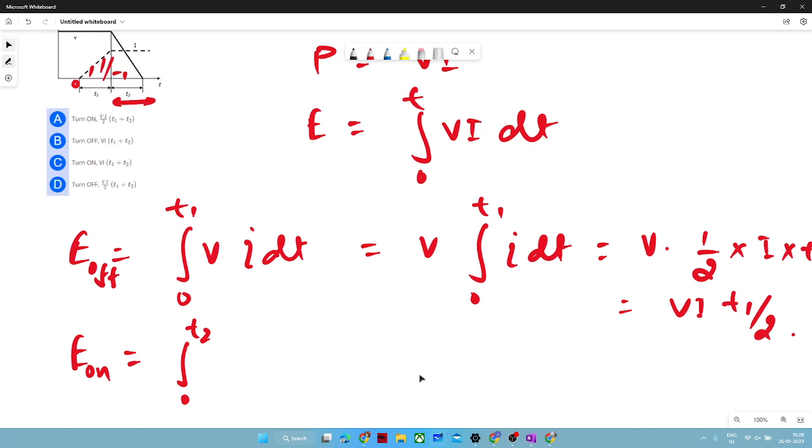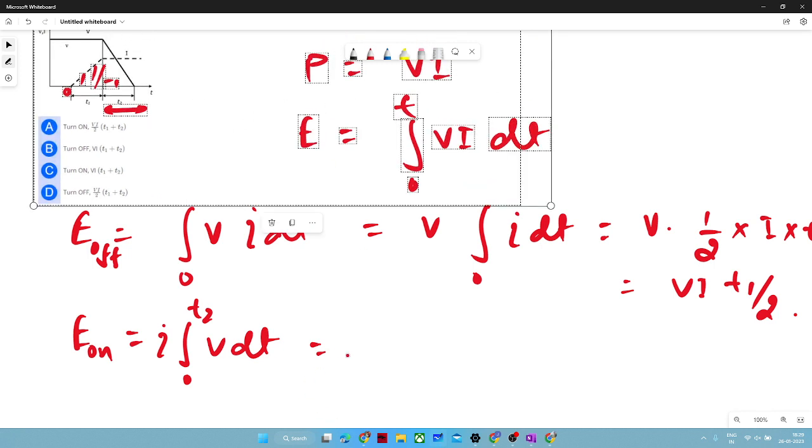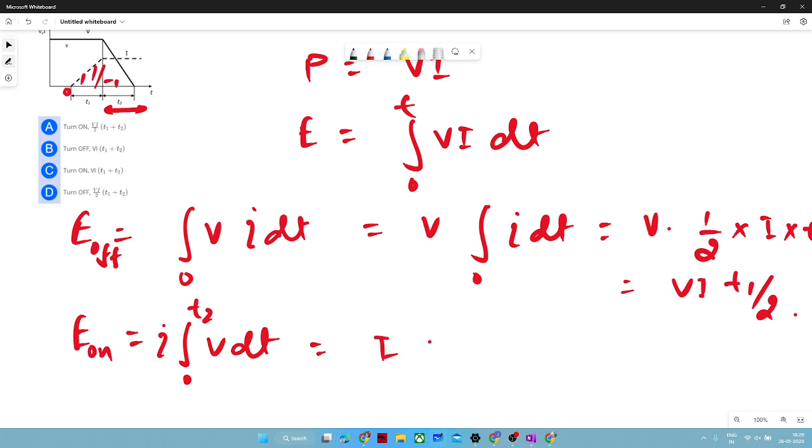because I and T are two different quantities, so we cannot straight away write I dt is equal to IT. And second thing, here we will do the same thing. Here current is constant and again V dt. So we will again need to calculate the area of this curve, and that will be, sorry, this will be capital I into half into V into T2. So Vi into T2 by 2.